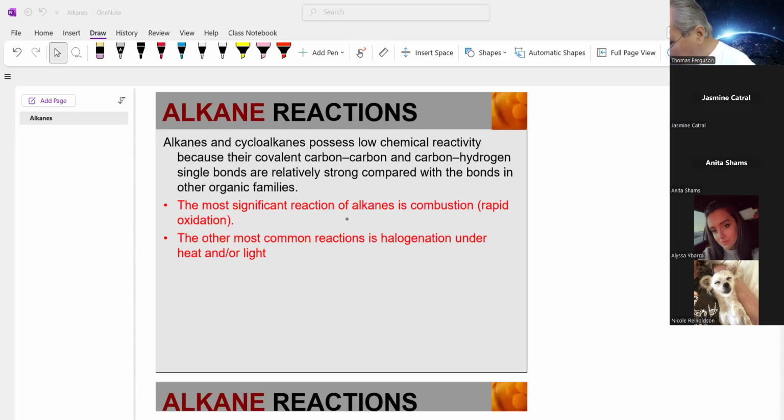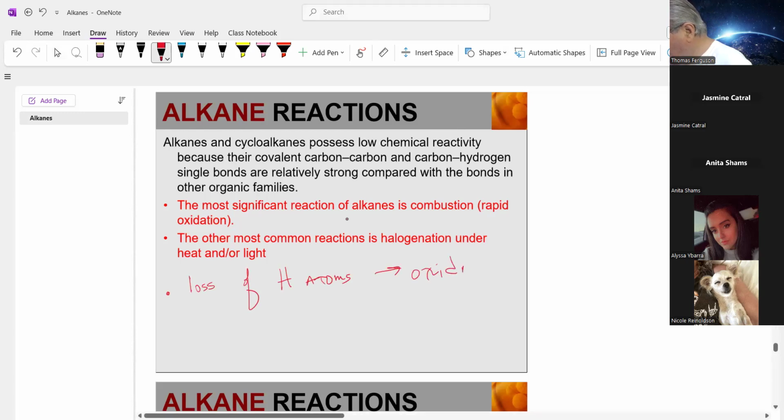Okay, and then we have one other thing here, which is the loss of hydrogen atoms, or oxidation. Now, I'm not going to talk a lot about this third one until we get into the next subunit on alkenes. Okay.